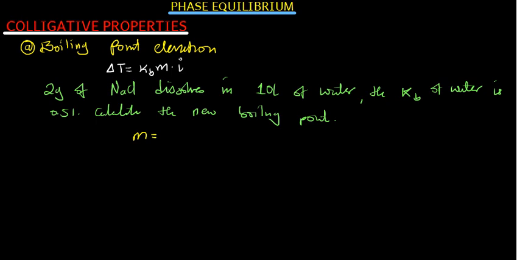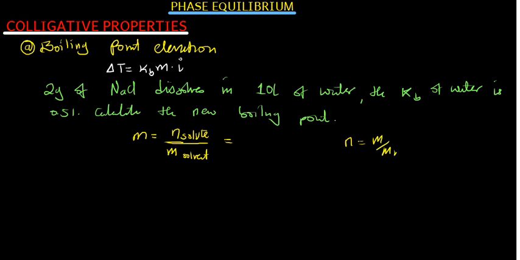We know that molarity is given by number of moles divided by mass. This is number of moles of solute, what you have dissolved, divided by the mass of the solvent, what you have dissolved into. So this is going to give us number of moles of solute. We have been given 2 grams of sodium chloride. How do we find the number of moles? Number of moles is given by mass divided by molar mass.